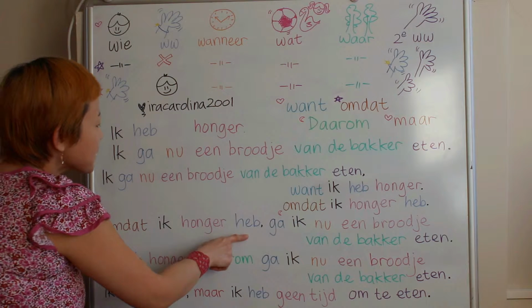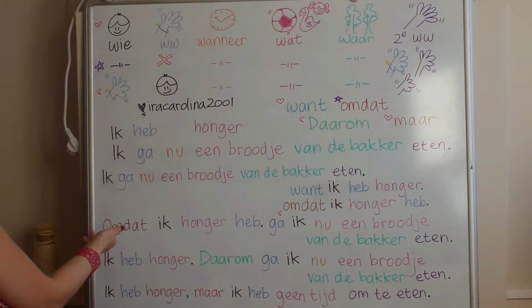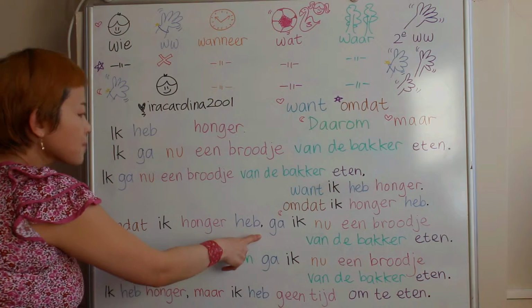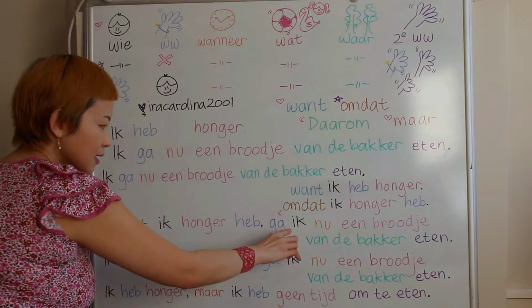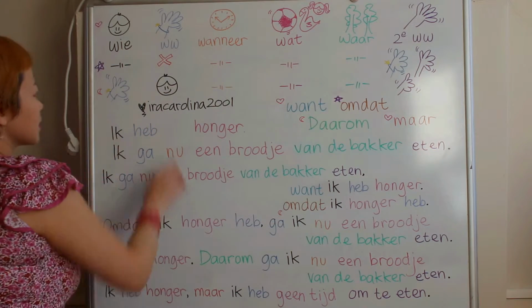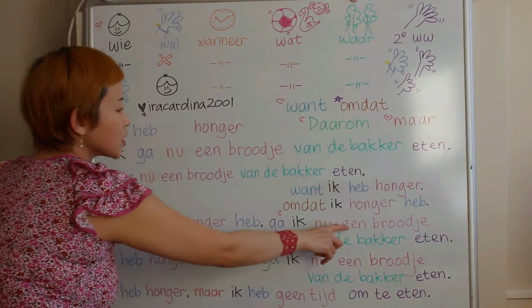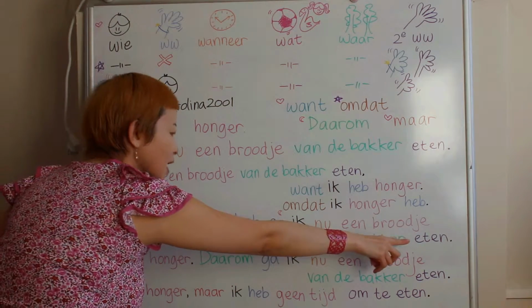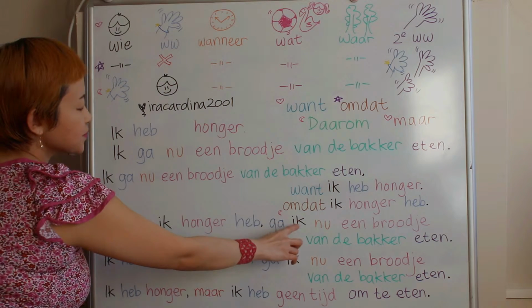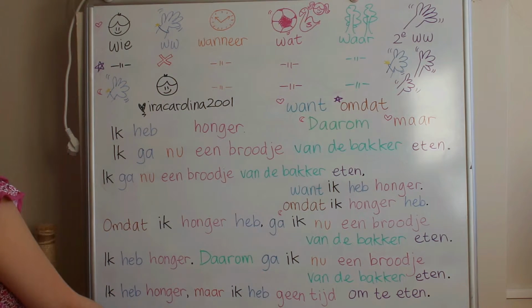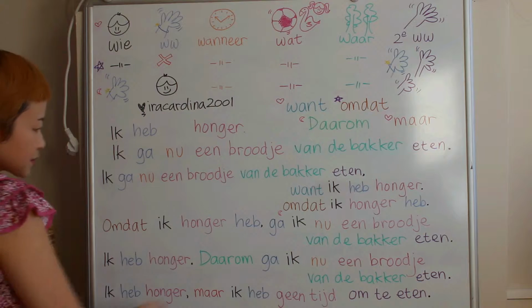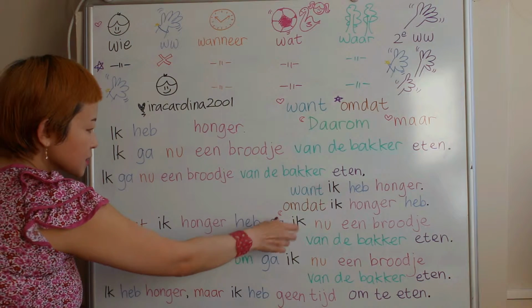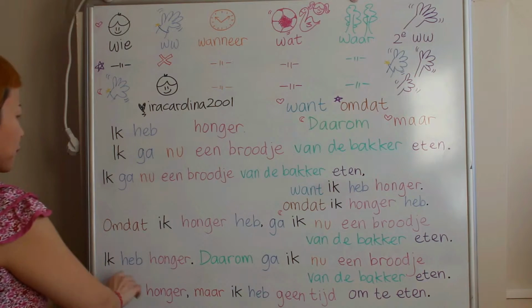Omdat ik honger heb, and then, if you want to start a sentence with omdat, and then comma, ga ik, yeah, it's not ik ga, but ga ik, and then the rest is the same, yeah. Nu een broodje van de bakker eten. It's only this, yeah? Only the subject and the verb. Always when you put the omdat to start a sentence, comma, then in the second sentence you switch the verb and the subject.